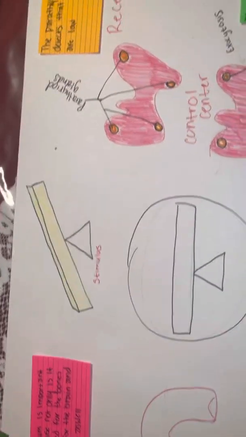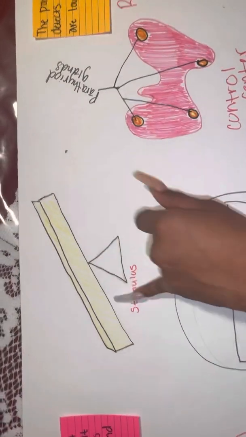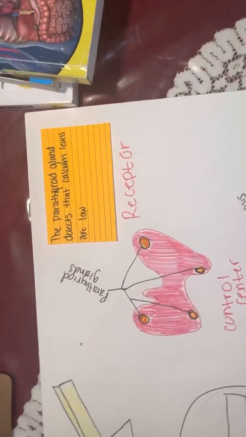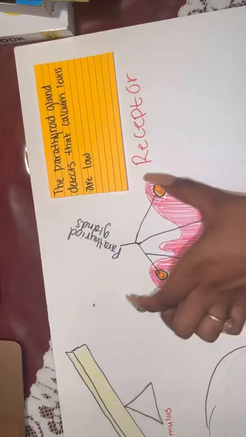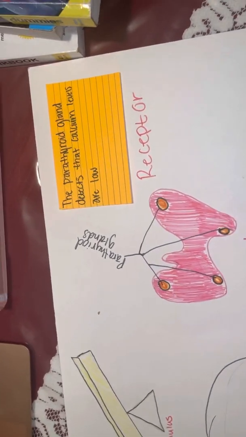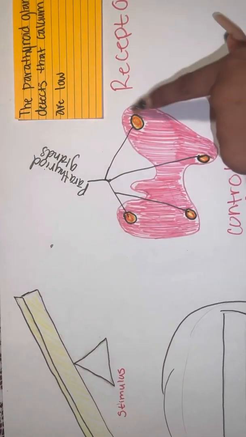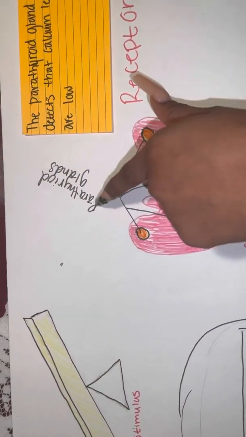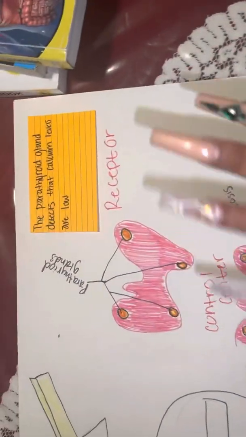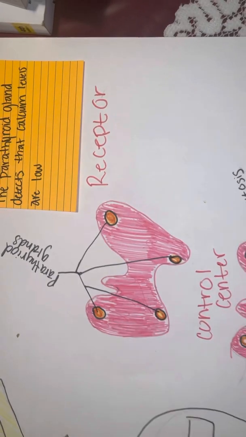So we have our stimulus and we're going to have a homeostatic imbalance, which in this case is the lack of calcium. The parathyroid glands, located in the throat, detect the calcium levels. Since our calcium levels are low, these parathyroid glands will signal and tell the body that our calcium is low. And so our body is going to have to regulate that.